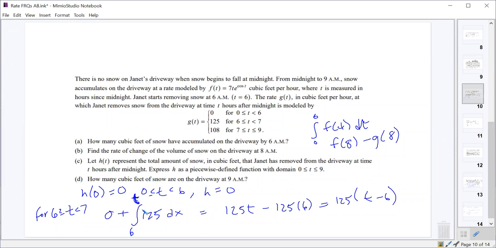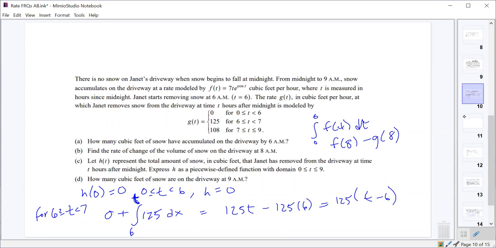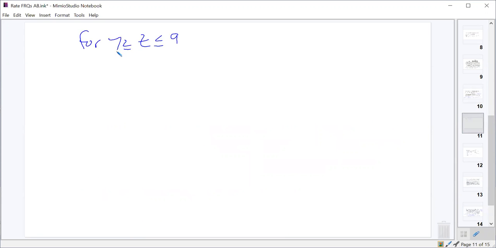All right, cool. So then from there, we just need to do the stuff from 7 to 9. So for t less than or equal to 9, and was it greater than or equal to 7? Right? Hold on one second.